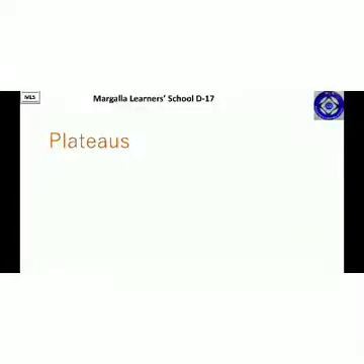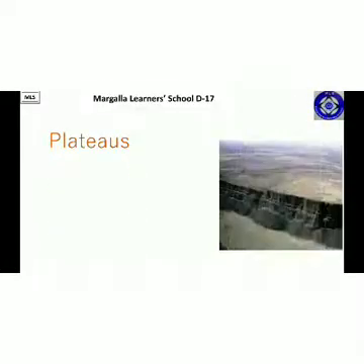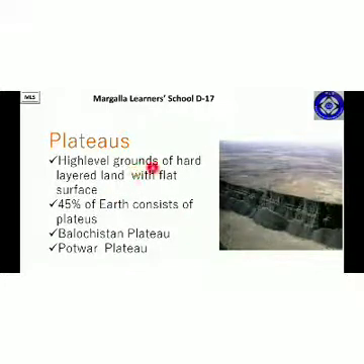Next, we have plateaus. What is a plateau? It is a high level ground of hard layered land with flat surface. Like you can see, it has a flat surface, and it is also hard land, and it is high level as compared to the lower level of the ground. 45% of earth consists of plateaus.